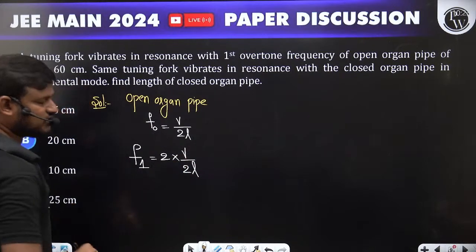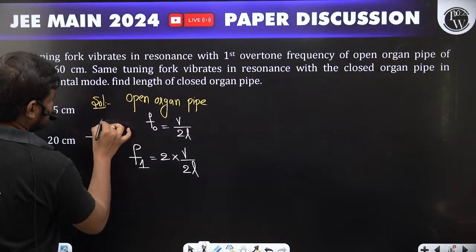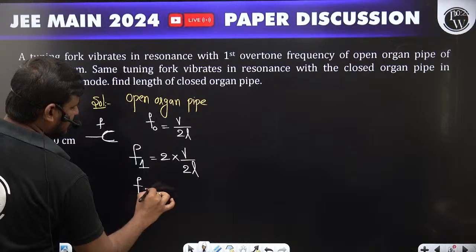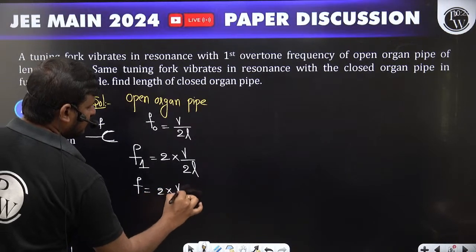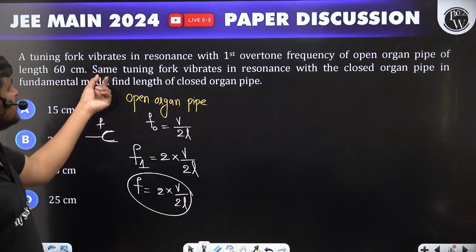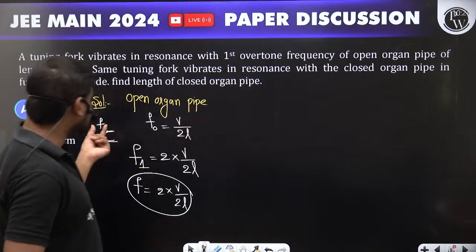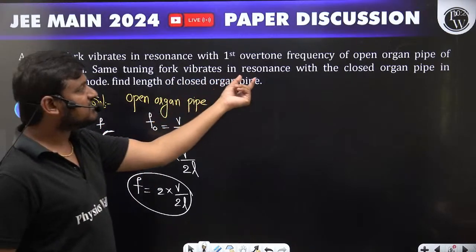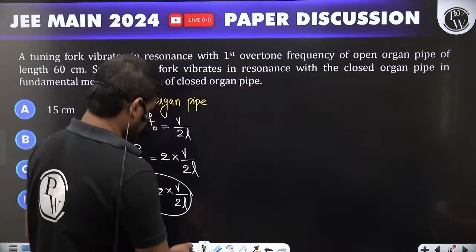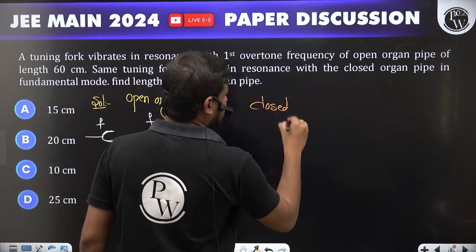Now let the tuning fork have the frequency f, where I am writing f as 2 into v by 2L. Let it be. Now the second scenario: the same tuning fork, that means the tuning fork having the same frequency f, is in resonance with the closed organ pipe. So let's take the closed organ pipe.